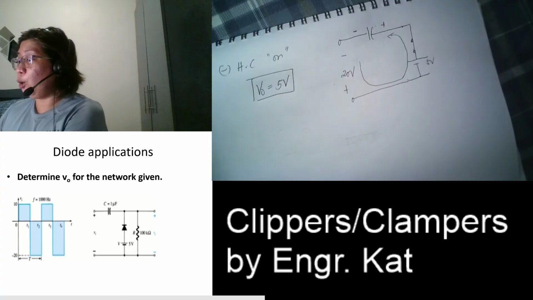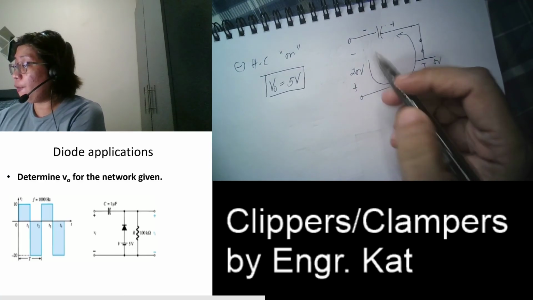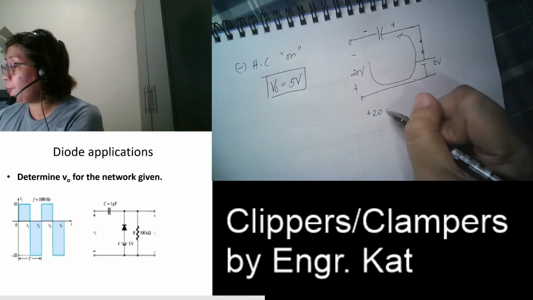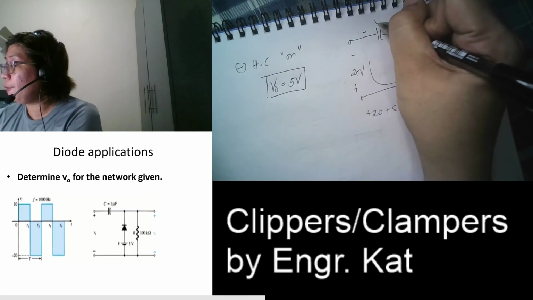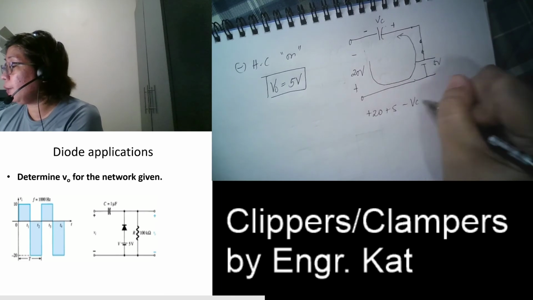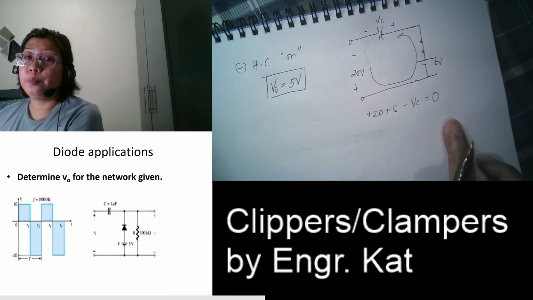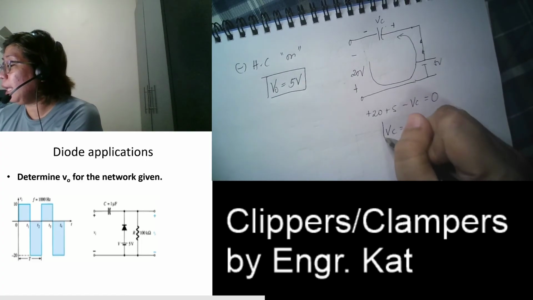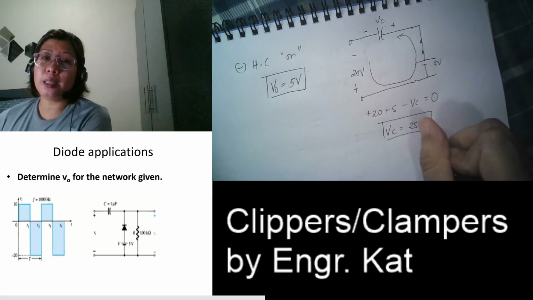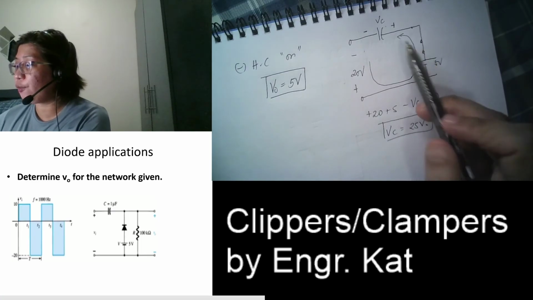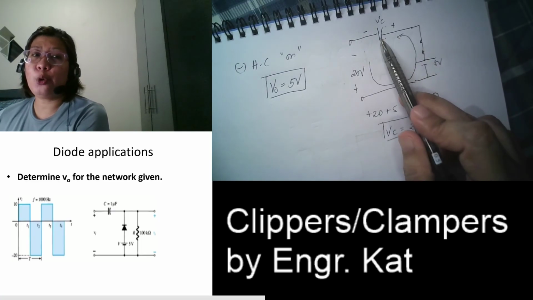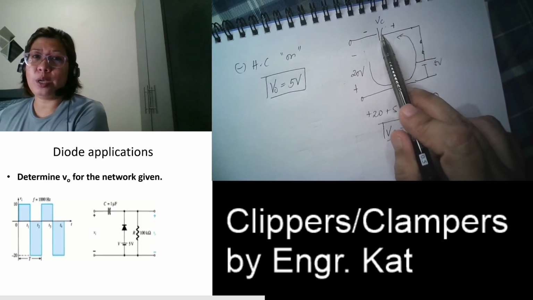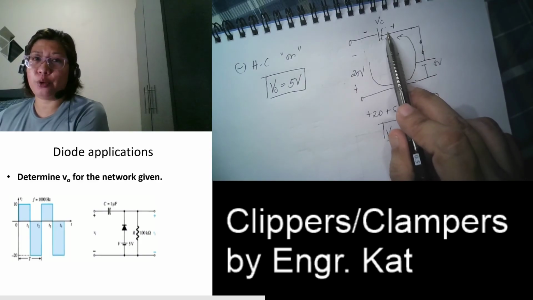So we have here your loop. What is your loop there? You have plus 20, you have plus 5, you have here your VC, you have minus VC is equal to 0. What is VC? VC is equal to 25 volts. Take note, this is VC. This is not the output. This is the charge of the capacitor once your diode is reverse biased. So it was the charge being dictated by your source.